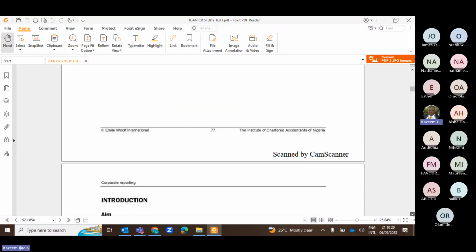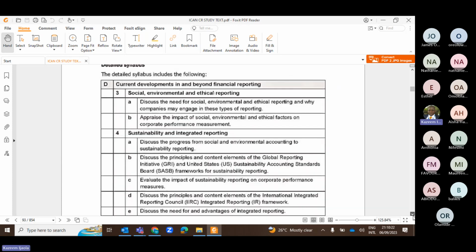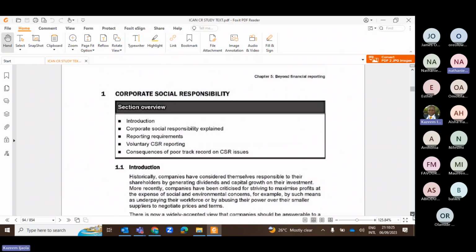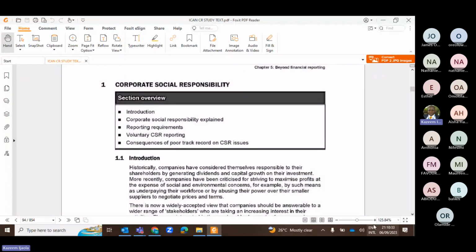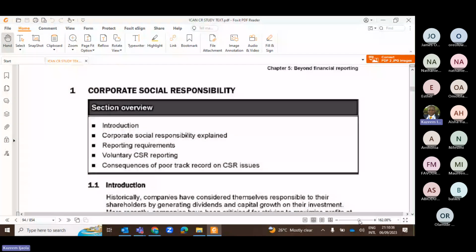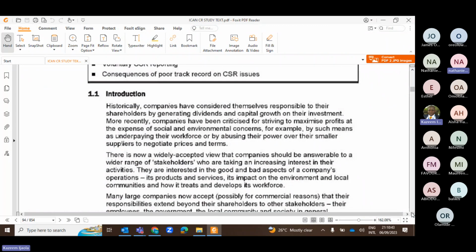All right. So let's start with the first one, which is corporate social responsibility. That's the first theory that we want to discuss now. I think we've discussed something like this before, whereby I explain corporate social responsibility as a way in which the company gives back to the society.